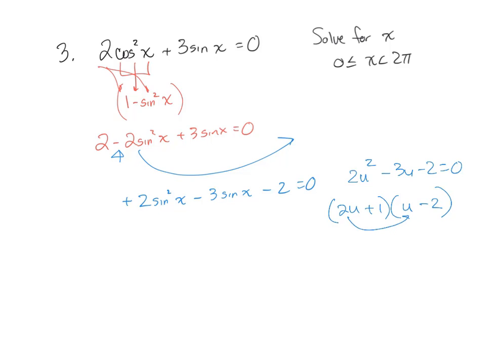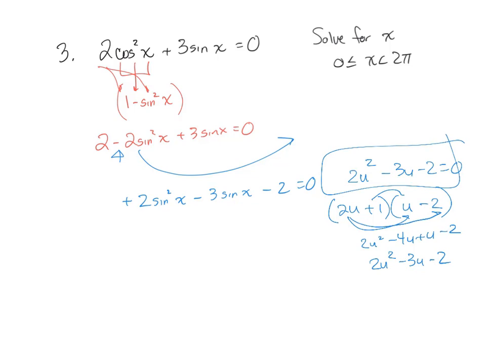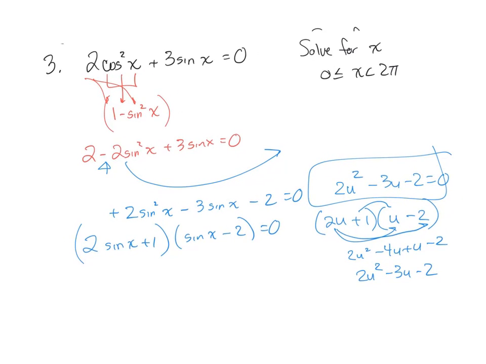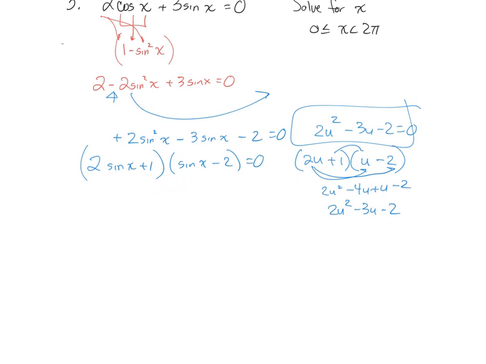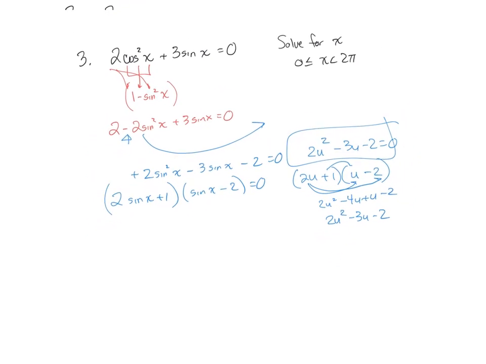So if I did this, I would get a 2u squared minus 4u, first outer inner, plus u minus 2. And that's exactly what I have here. So now I can rewrite this, if I factor it, as 2 sine x plus 1 times sine x minus 2 is equal to 0. So now I have something times something equals 0, and now I have to solve each of those individually for values between 0 and 2 pi.